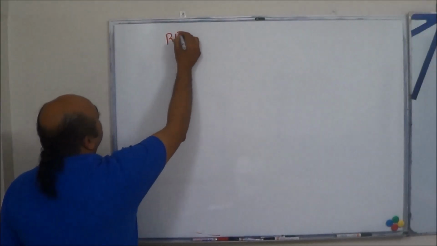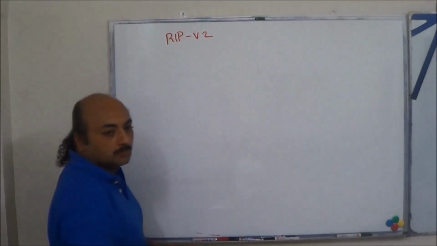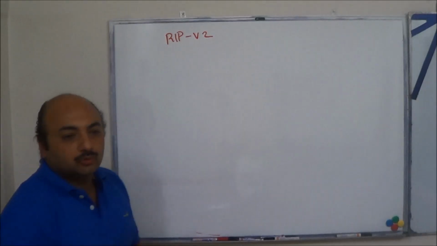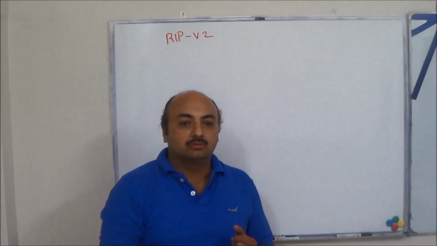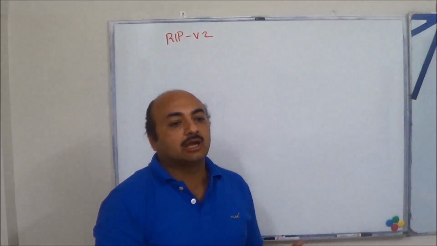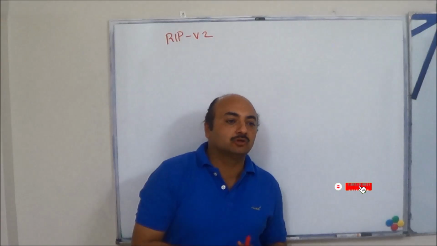RIP version 2. Properties of RIP version 2. Most important property is it's a classless protocol. So again, let's recap. RIP version 1 was a classful routing protocol.